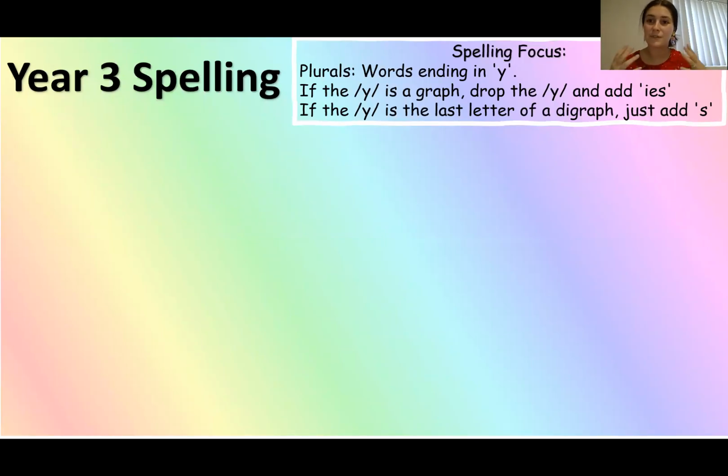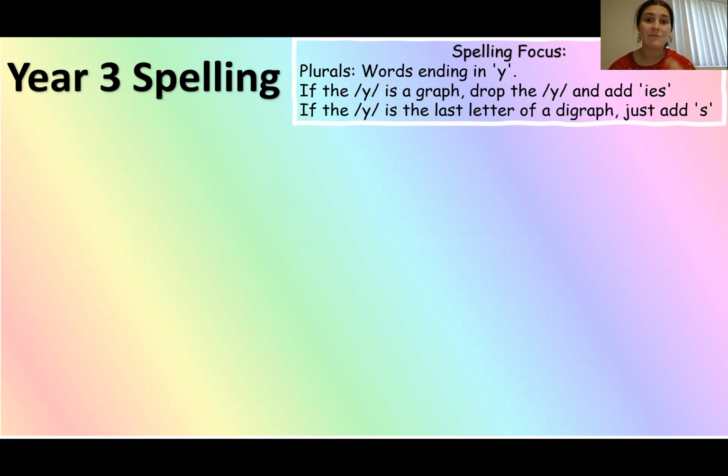Hi Year 3, today we're just going to go through our smart spelling warm-up for our new list. So our rule this week is plurals. If something is plural, we're looking at more than one of something. We are particularly looking at words that are plural that end in the graph Y or digraph something Y. It's a bit tricky because essentially we have two rules this week that you need to remember.